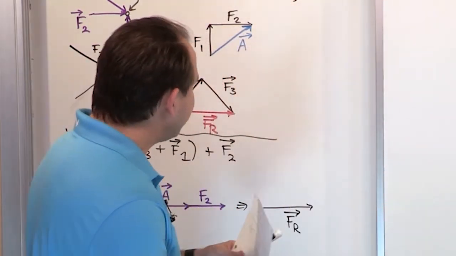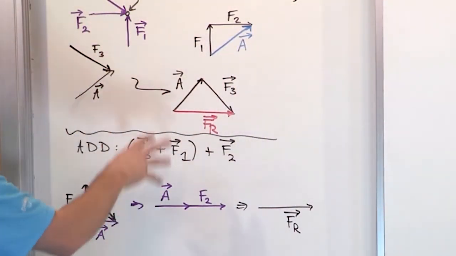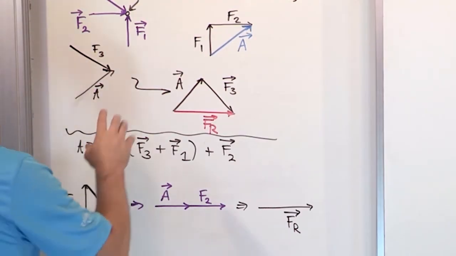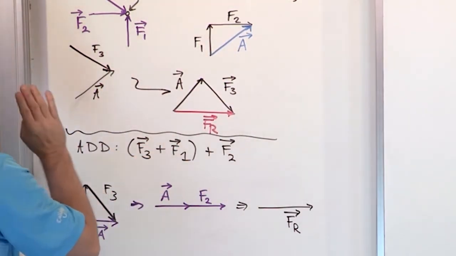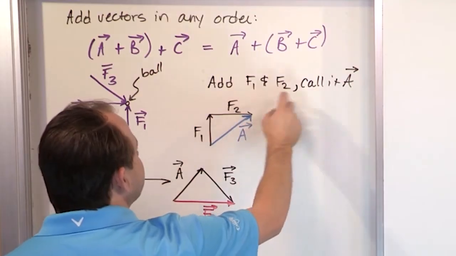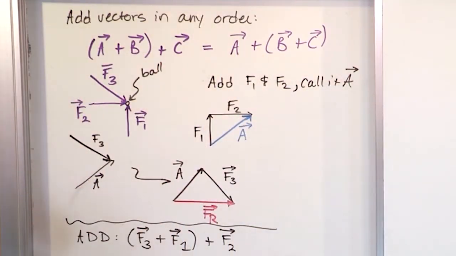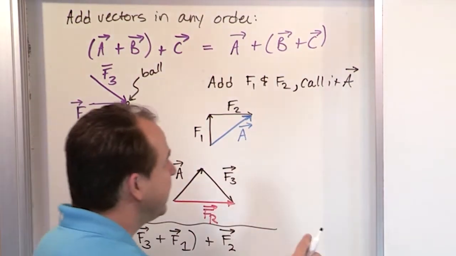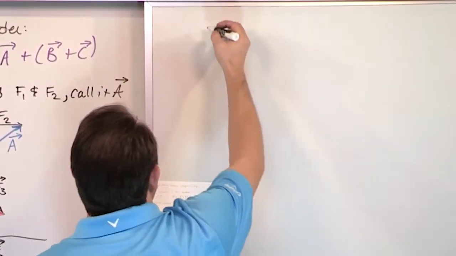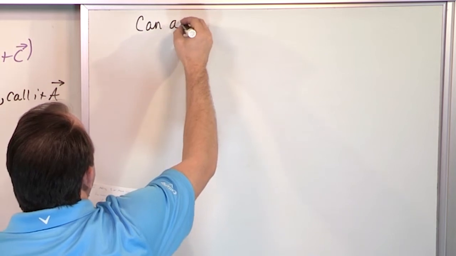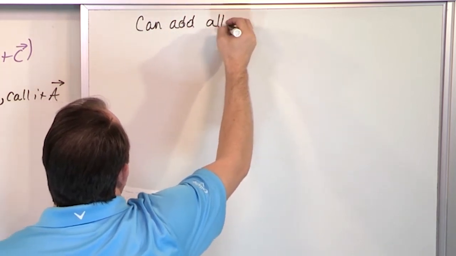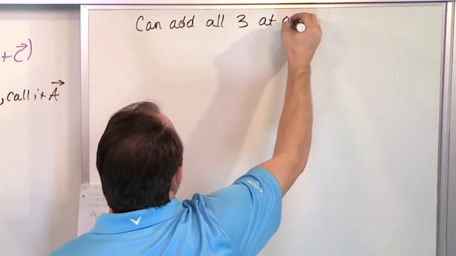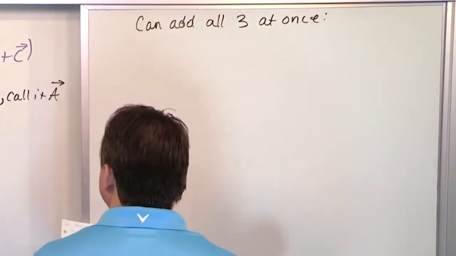All right? Now, in this case, we were doing different orders of adding. It turns out that you actually don't have to do it like this at all. In other words, you don't have to add two of them, get an answer, and then add it to the other one. We can actually add all three of these together all at once. So let's go ahead and do that. That's actually what you do most of the time. We can add all three at once. How do we do that? You just arrange them tail to head.